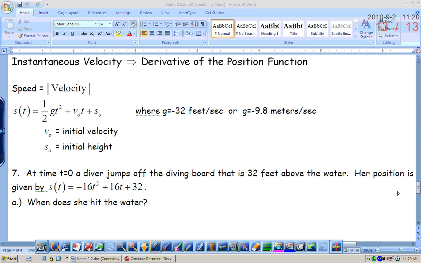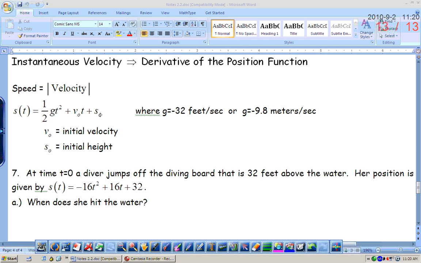So your instantaneous velocity is the derivative of the position function. Speed is the absolute value of velocity, because remember that velocity takes both speed and direction into account. So if I ever ask for the speed of something, you just need to take the absolute value of the velocity. Here's a general formula for your position function.